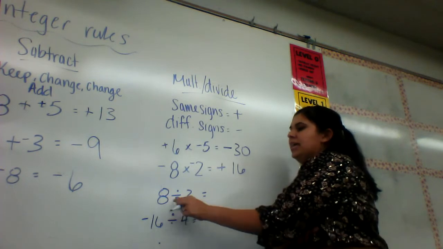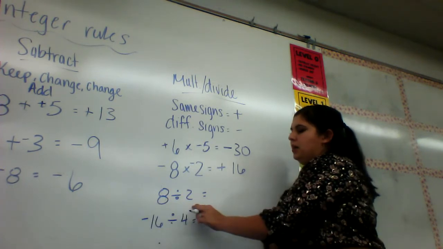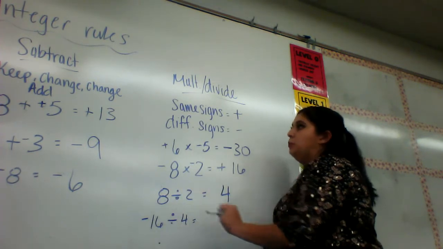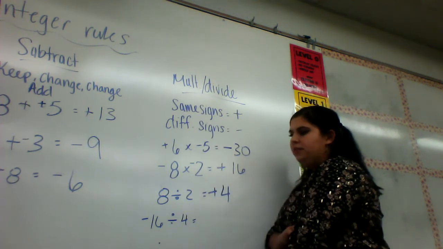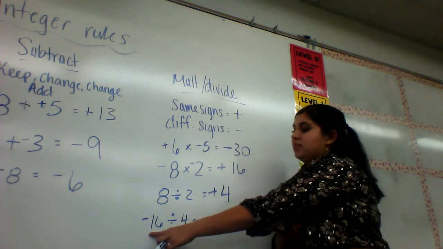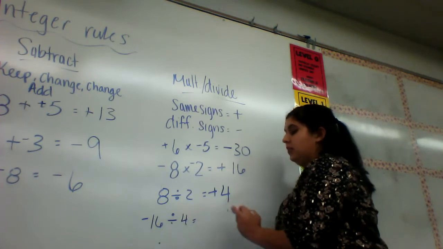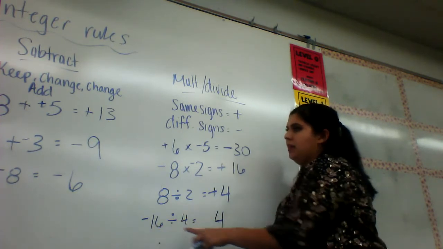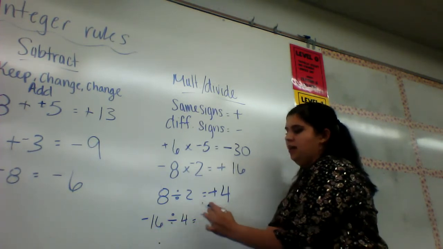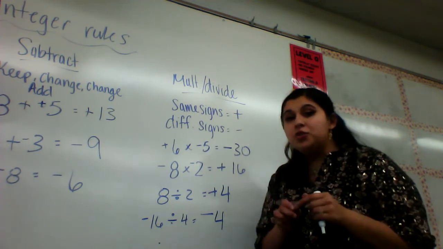Then I have 8 divided by 2. This is positive 8, positive 2. That would be 4. And because they're both positive, it's going to be positive. And then here I have negative 16 divided by positive 4. Well, 16 divided by 4 is 4. And they have different signs, so it's going to be negative. And that's your integer rules.